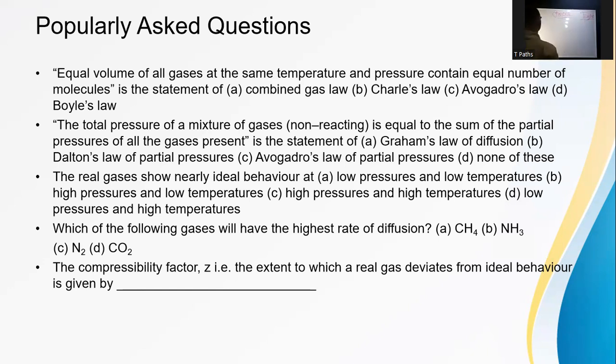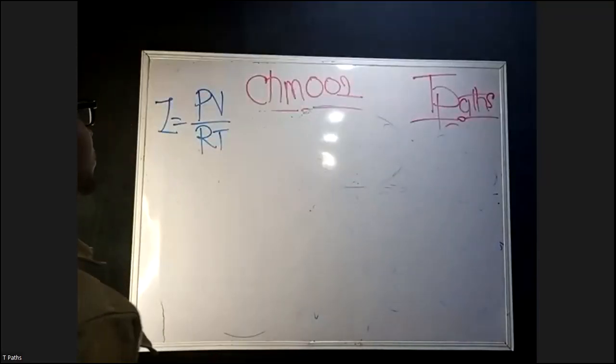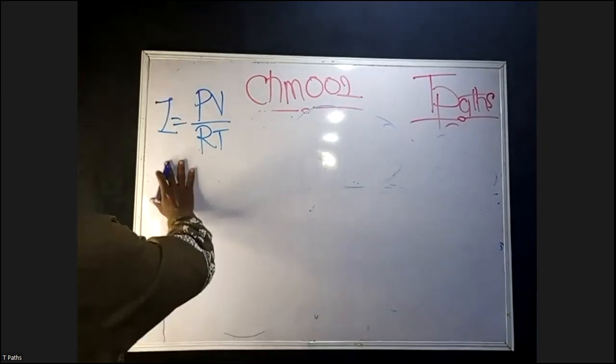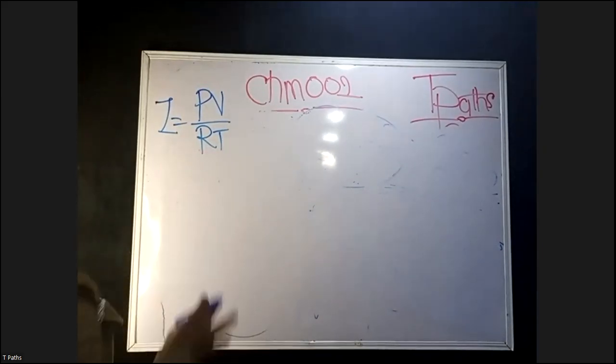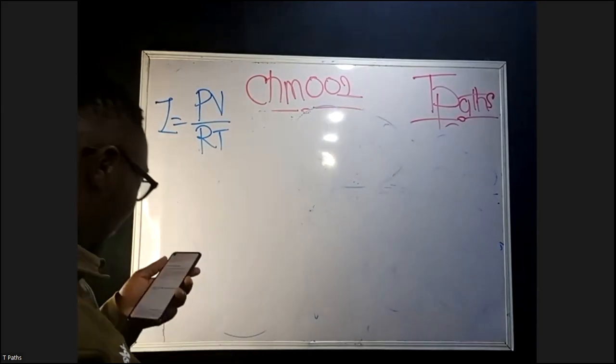Now, in the compressibility factor, we said Z is equal to PV over RT. PV over RT. This is what you need to know under the compressibility factor. This is the measurement of ideal gas and real gas.